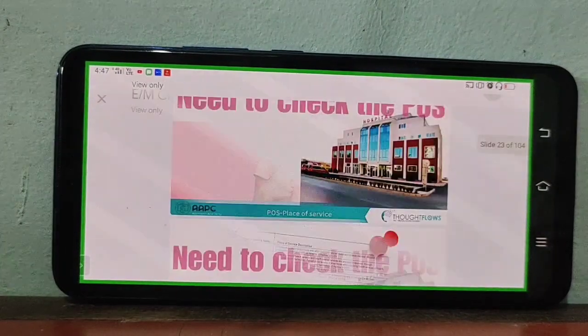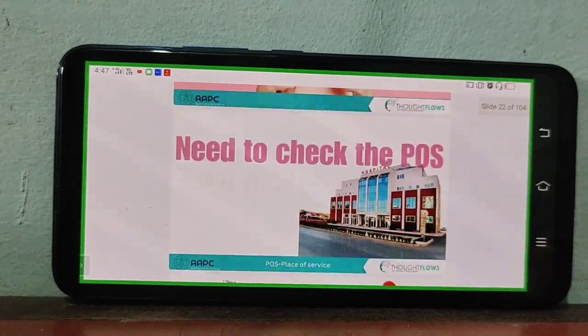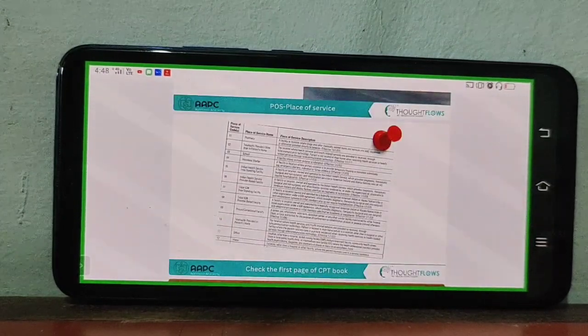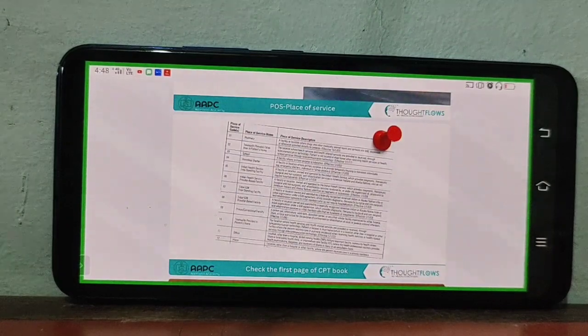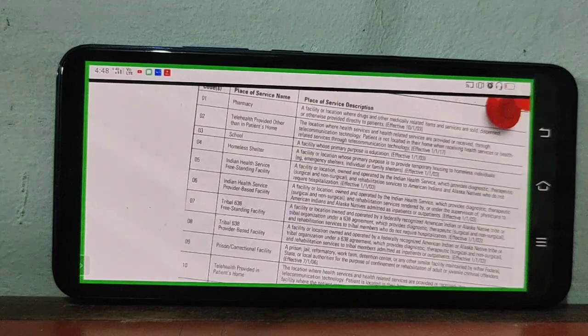And you have to check the POS. POS is nothing but place of service. The entire E&M service should be reported based on the place, based on the facility in which the patient receives the treatment. Based on that facility only, we have to apply the code here.